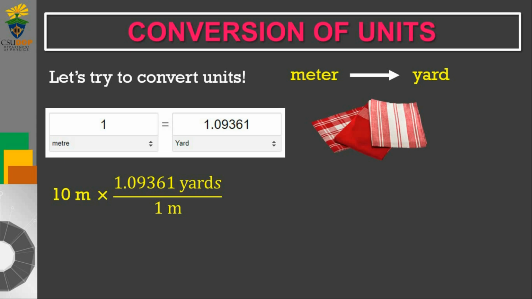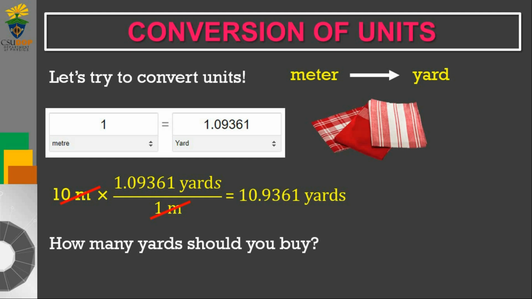So, since we have 10 meters in the numerator, the unit in the denominator of the conversion factor should also be in meters. Therefore, we have 10 meters multiplied with 1.09361 yards per 1 meter. Cancelling the unit in meter, we are left with a unit in yards. Doing the math, we now have the converted value to be 10.9361 yards. Now for the question, how many yards should you buy? Since the mall only sells linens by yards, we have to round off to the nearest whole number. Therefore, you should buy 11 yards.